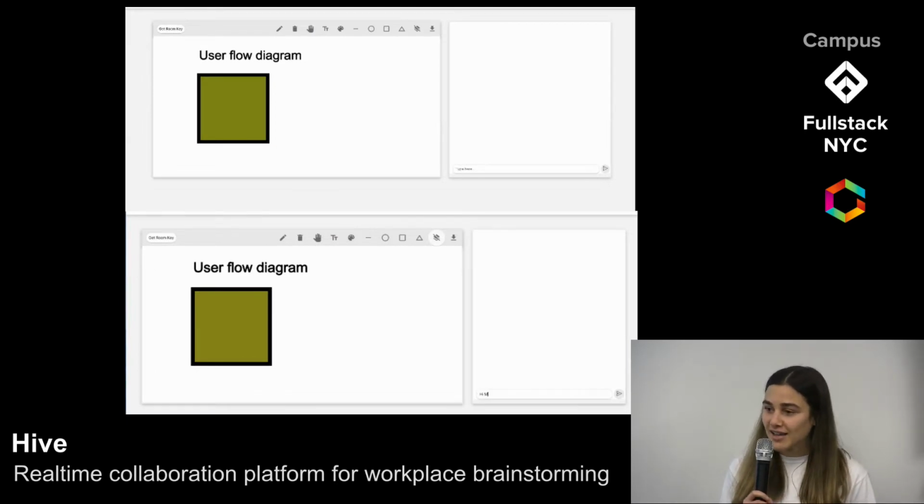Now Ming is going to discuss how we made Hive board more adaptive for our users' needs.